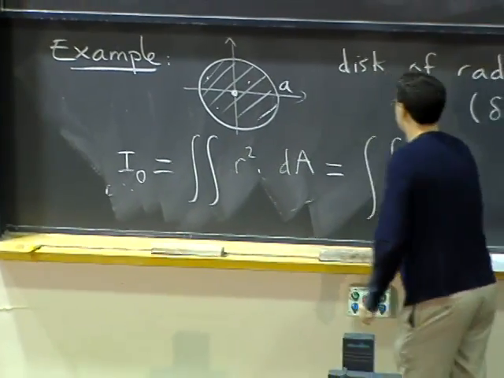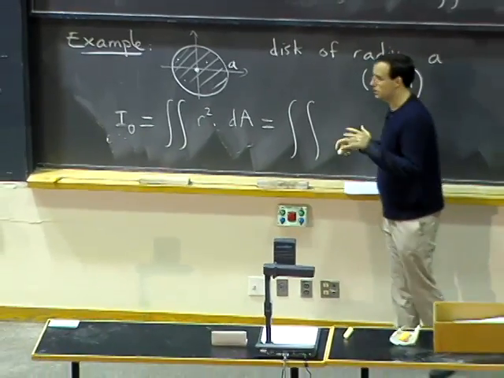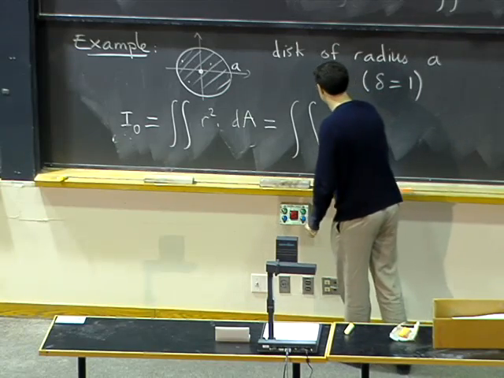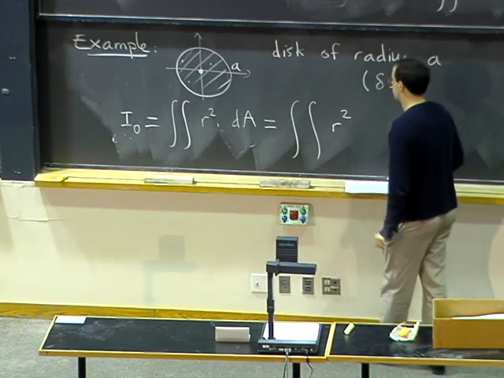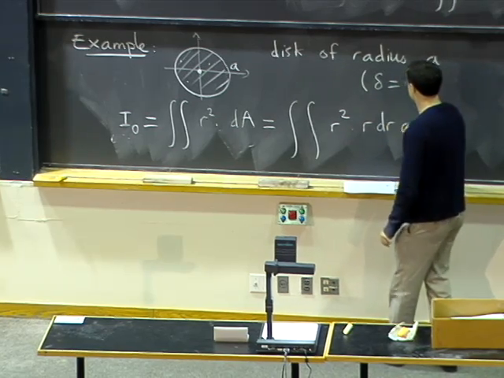Okay, what coordinates do we use to compute this integral? Probably polar coordinates, unless you want a repeat of what happened already with x and y. So that will tell us we want to integrate r squared times r dr d theta.